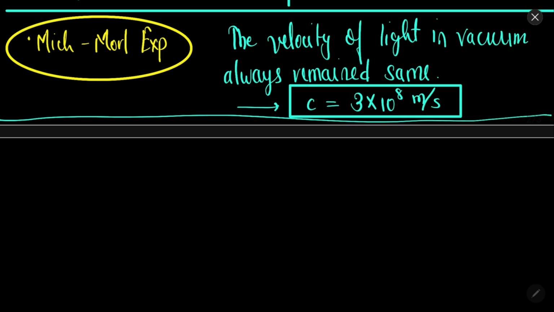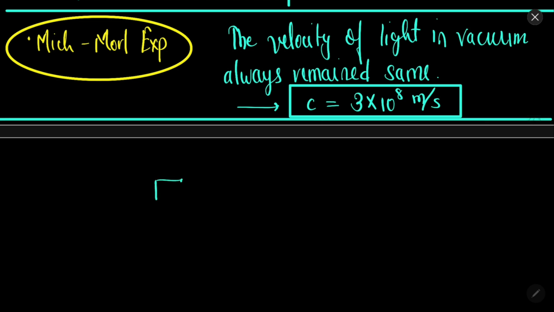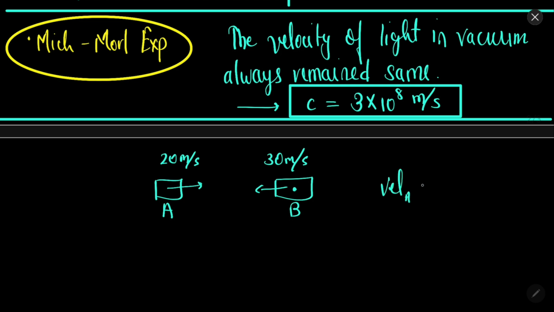because let's take a situation. Let's say this is object A, which is moving with velocity 20 meters per second in this direction, and let's say this is object B and it is moving with 30 meters per second in this direction. So if you are on object B, what will you observe? You will observe that the velocity of A will be equal to 50 meters per second if you are inside B, because for you B is at rest. So you will see that A is moving with 50 meters per second.